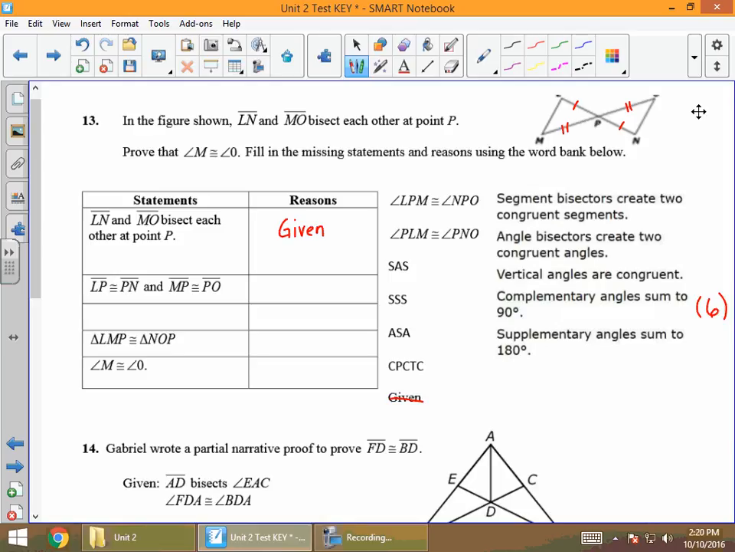So supplementary angles add up to 180, no. Complementary angles add up to 90, no. Vertical angles are congruent, no. Angle bisectors create congruent angles, no. Segment bisectors create 2 congruent segments. That is it right there. So I'm going to use that top one. Segment bisectors create 2 congruent segments.